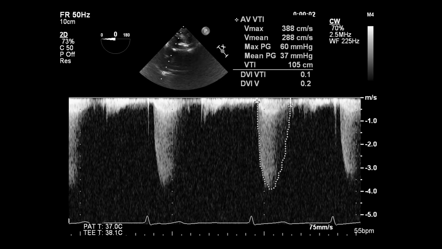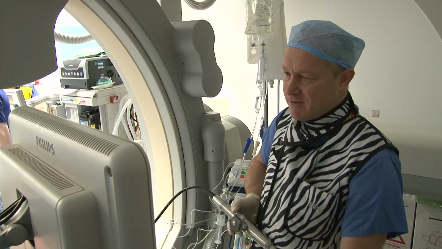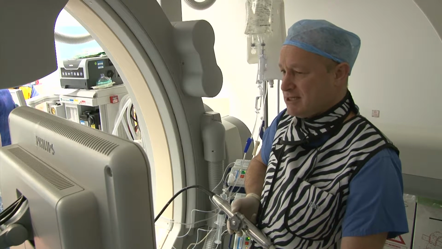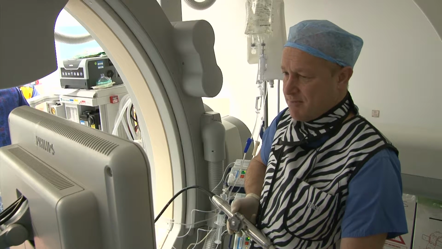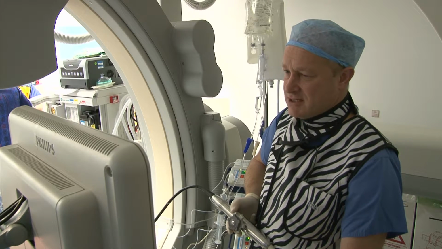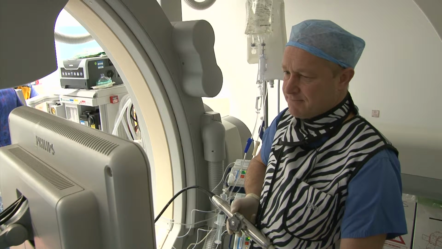Forward flow velocities across this valve are 4 meters per second with a mean gradient of about 37. Aortic valve area, I think, has come out before as about 0.5 centimeters squared. Forward flow through the mitral valve we know is normal, but we'll need to just double check that because there may be wires passing and interfering with the mitral valve apparatus.